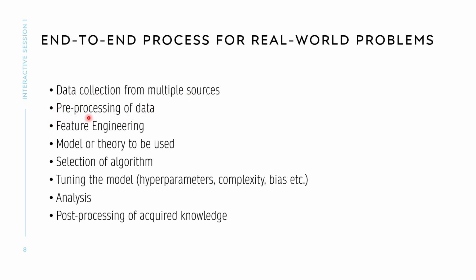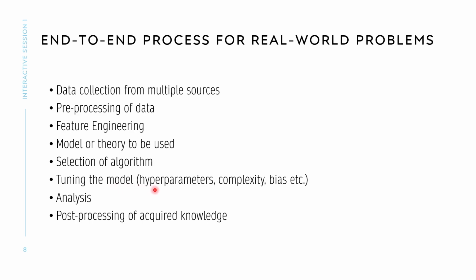Pre-processing involves cleaning up the data, filling in missing values, or deleting some data which we think is not useful or incomplete or even wrong. Then comes feature engineering. I'll discuss this in detail later on. Then we decide the model or theory that needs to be used. Then we select an algorithm that we want to train based on the data and based on the task that we are doing. Then after selection of this algorithm, we need to tune the model.